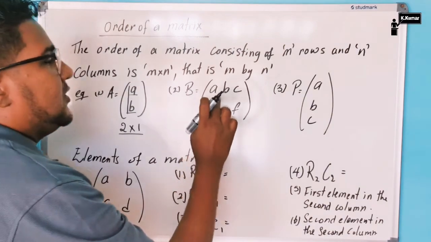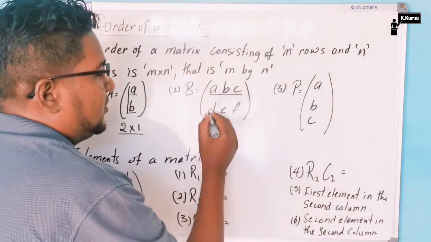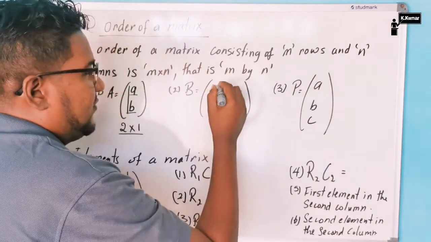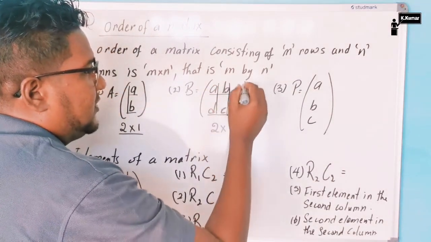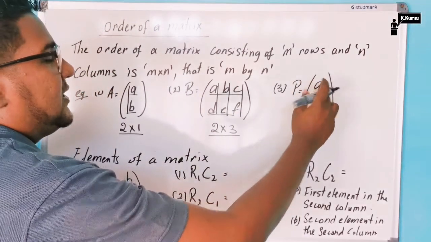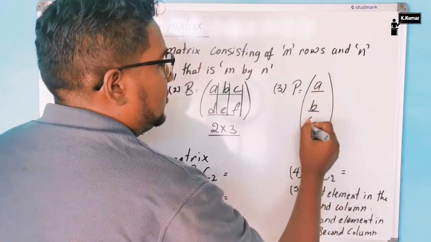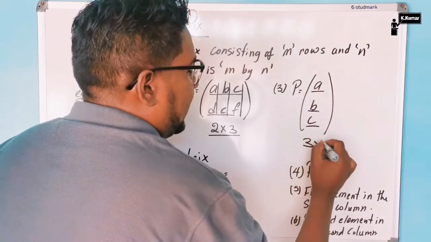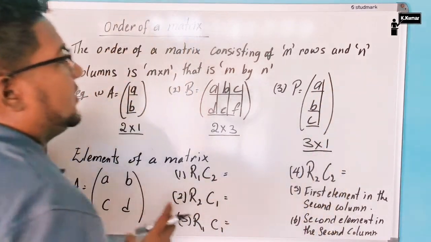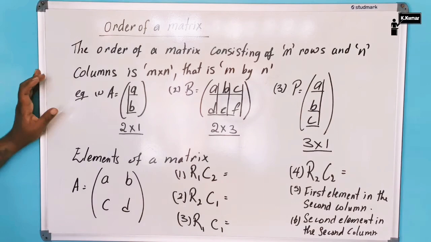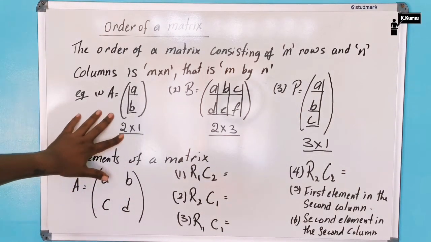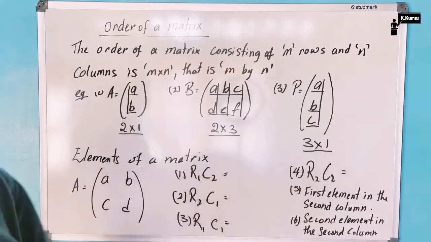If we look at this one, you have 1 row, 2 rows. So this is going to be a 2 by, we have 1 column, 2 columns, 3 columns. So this is a 2x3 matrix. And if you look at this one, we have 1, 2, 3 rows. So that's going to be a 3 by, and we have 1 column. So this is a 3x1 matrix. So to identify the order of a matrix, it is the number of rows by the number of columns. So this is a 2x1, this is a 2x3, and this is a 3x1.